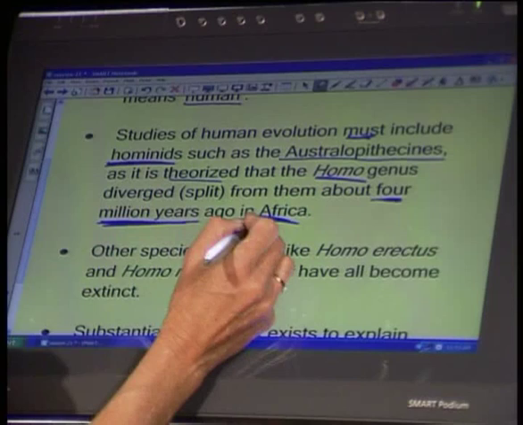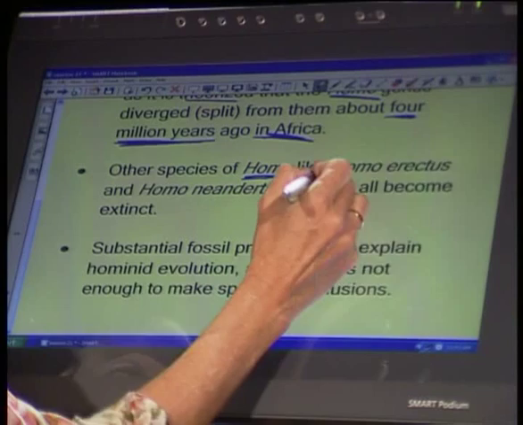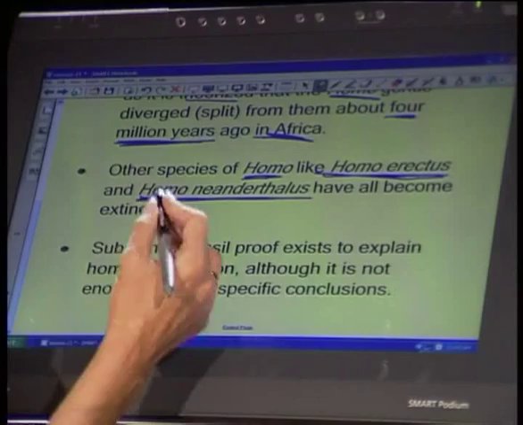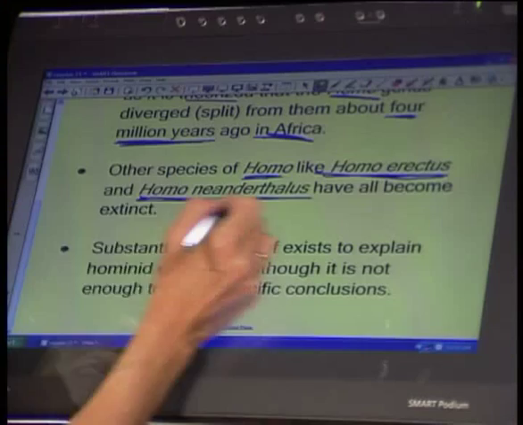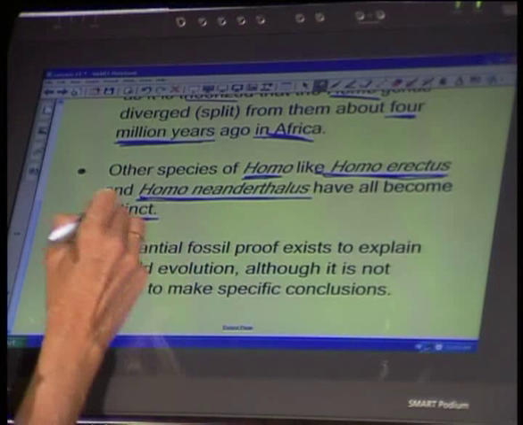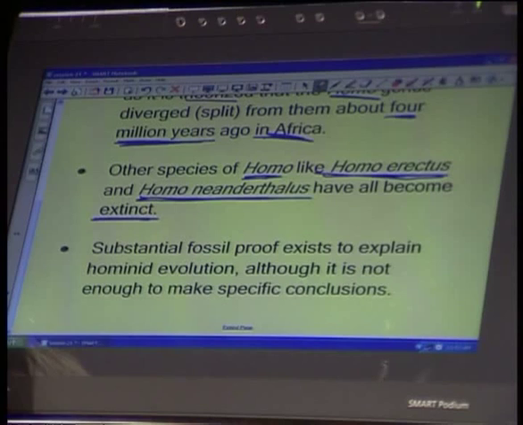Other species of Homo, like Homo erectus, that was your first lot of guys that started walking upright, and your Homo neanderthalensis, so those are your Neanderthal man, although some people still behave like Neanderthals nowadays, okay, have all become extinct.